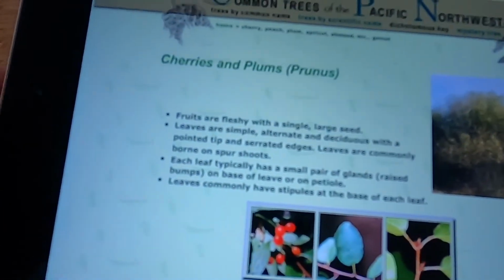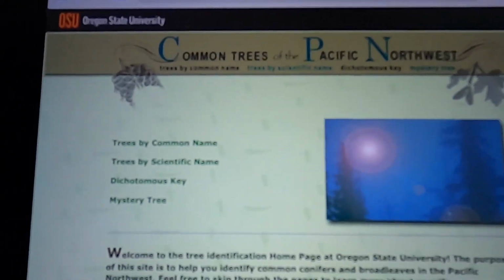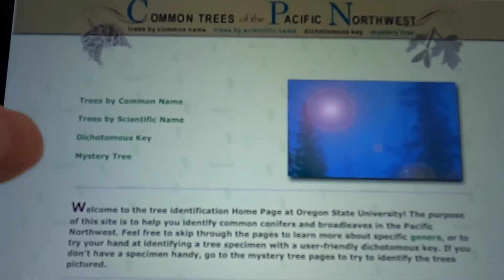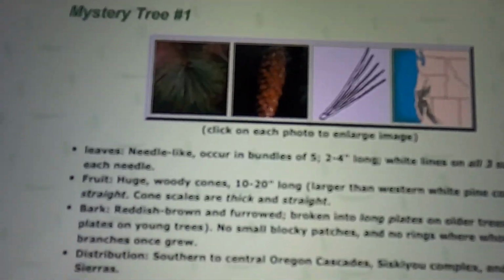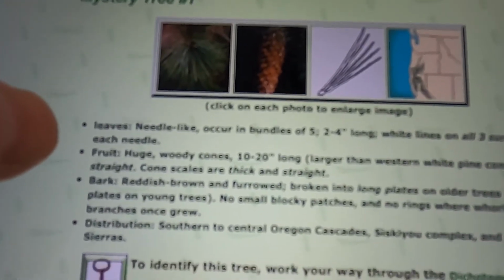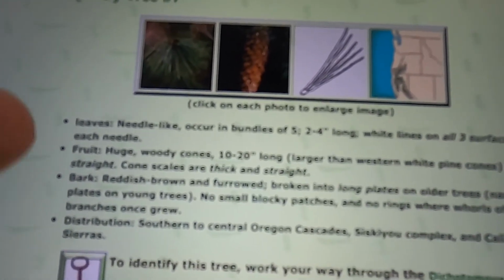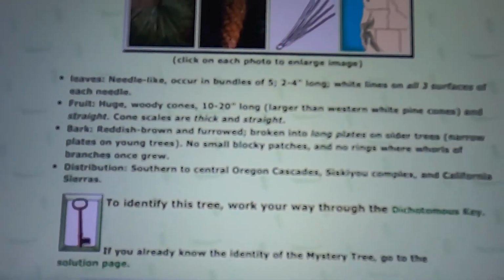So those are the plants that I'm going to do right here today. You can go out in the woods, again, native plants only. And down here, the nice thing is there are these mystery trees. What it does is it allows you to pick a tree and you get to look at it. It gives you the description about it. So you have to remember that description, and you go through the dichotomous key and work your way through it.